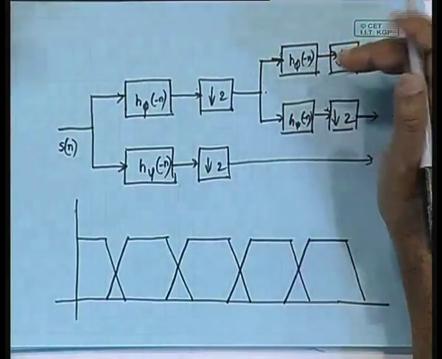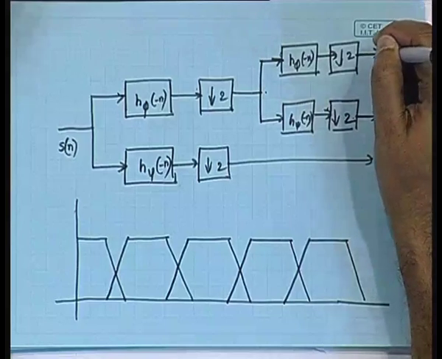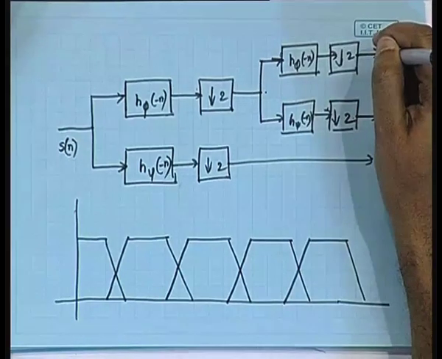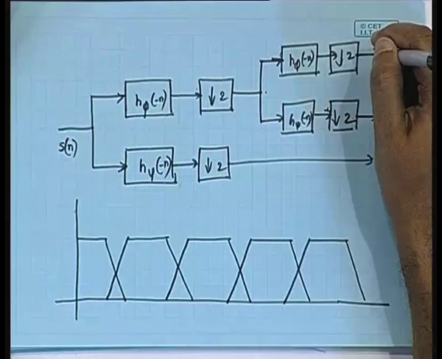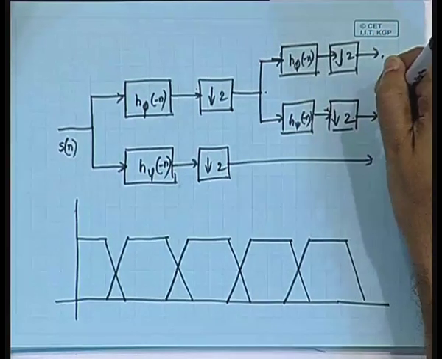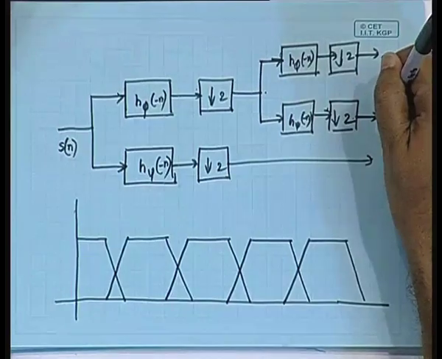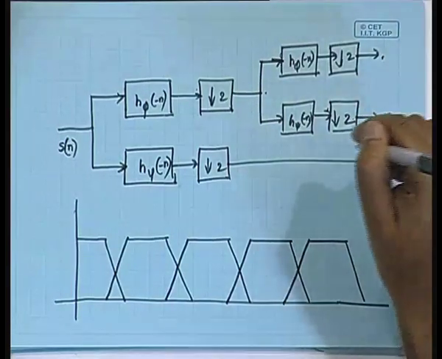Yes, please. Will the bands have the same bandwidth that the low pass filter will have? Yes. The bands will not have the same bandwidth. In fact, the ultimate low pass filter is this, which will have 1/4 of the original bandwidth. This will have 1/4 of the original bandwidth. This will have half of the original bandwidth.